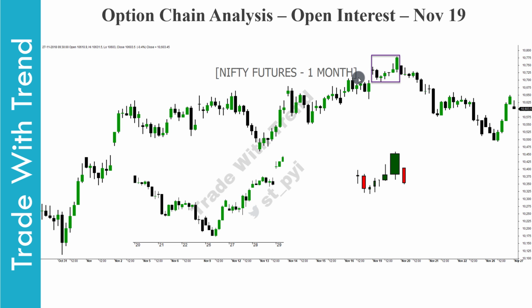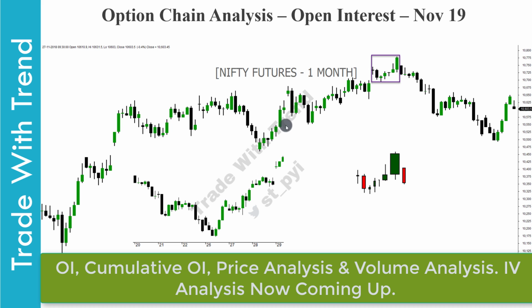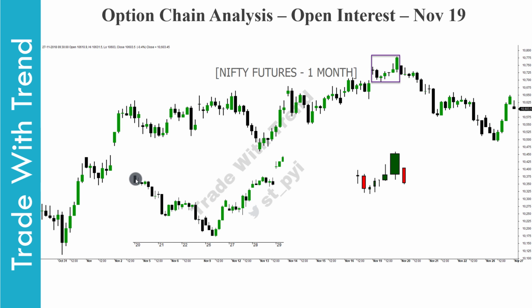Before we move to implied volatility, let us recollect till now what we have done. From October 29th to November 19th, we have covered open interest, cumulative open interest change, and price analysis. Now between November 20th and November 29th, this chart is not complete. What I've done is summarized the chart here. Between November 20th and November 29th, that is the expiry, price has dipped from 10,780 to 10,500, and it has again moved back to 10,800.